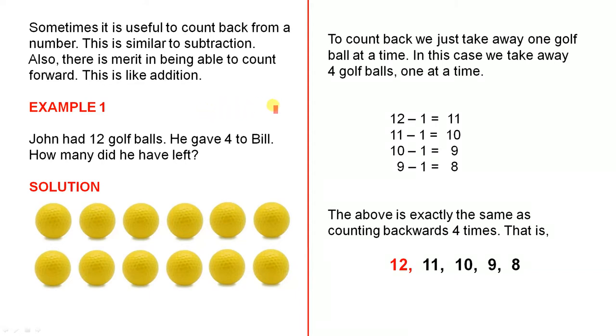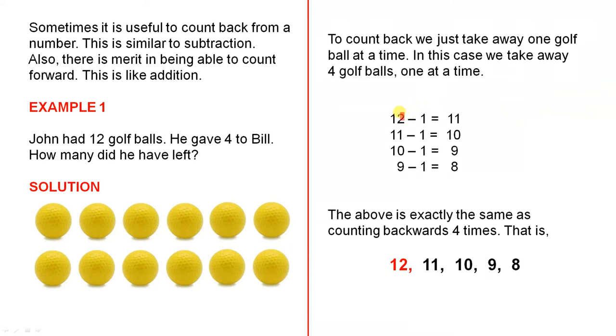Example 1. John had 12 golf balls. He gave 4 to Bill. How many did he have left? Now here are the 12 golf balls. You can see them quite clearly. To count back, we just take away one golf ball at a time. In this case, we take away 4 golf balls, one at a time.